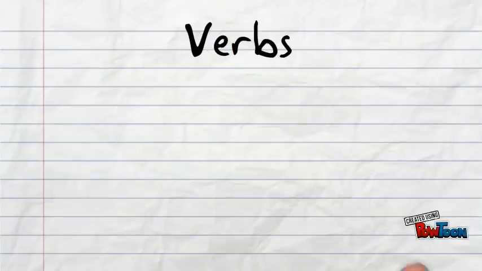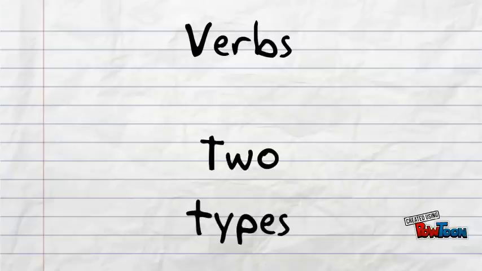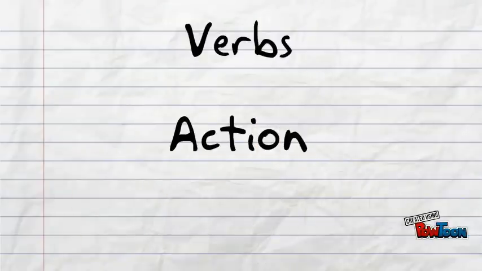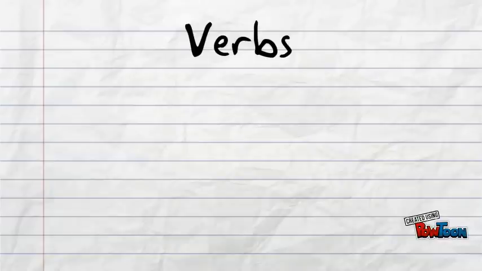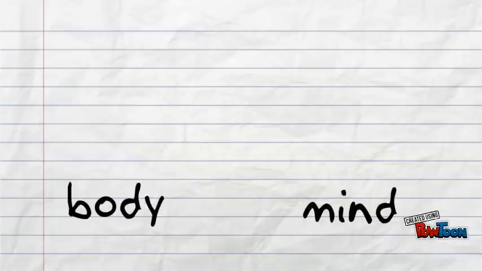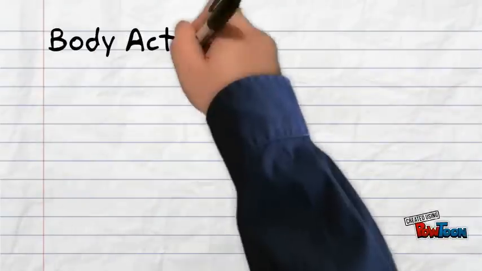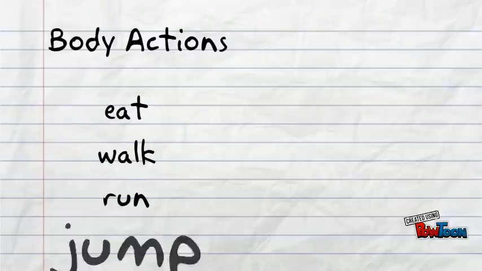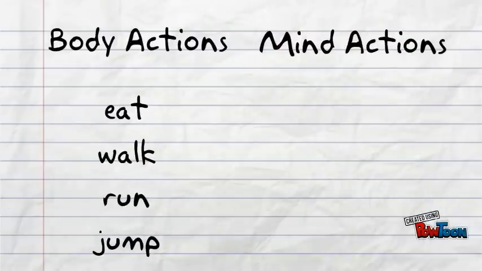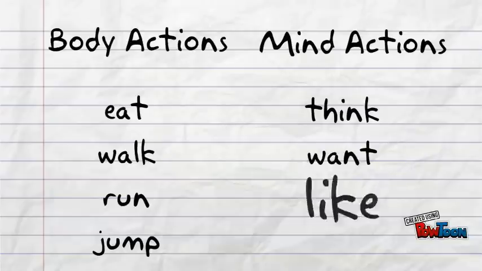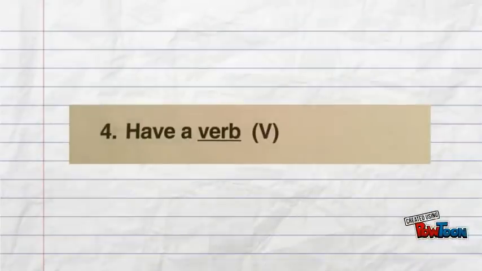In addition, verbs are a requirement of a complete sentence. There are 2 types of verbs. The type we talk about today is an action verb. An action verb is a word that shows the action of the subject of the sentence. The action can be something a person does with his body or something a person does with his mind. Actions a person can do with his or her body are eat, walk, run, or jump. Actions a person can do with his mind are think, want, or like. To help us remember to always include a verb in each sentence, we will use this symbol.